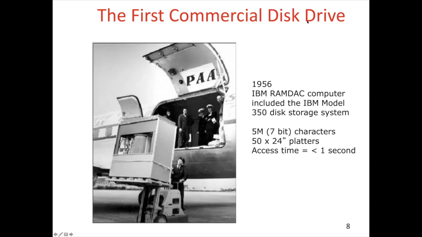The first commercial disk drive is developed by IBM in 1956. The IBM RAMAC computer included the IBM Model 350 disk storage system, shown here, which has 5 mega characters capacity. Each character is 7 bits, and there are 50 24-inch platters. The access time is less than 1 second.